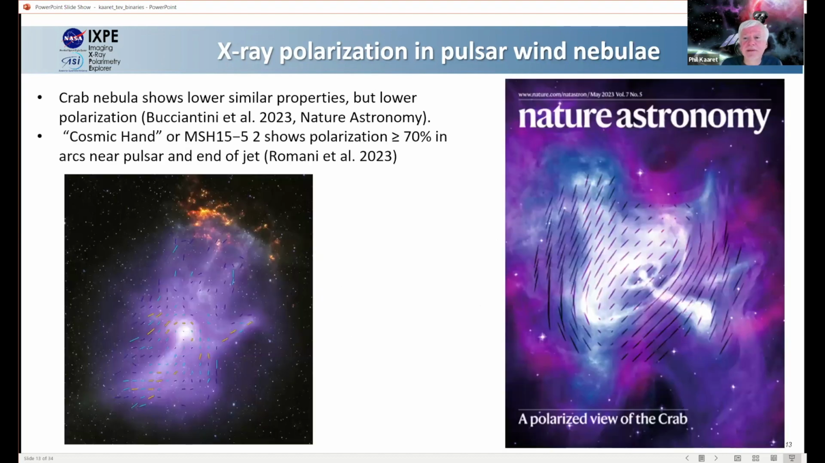Okay, so the Crab Nebula, actually shown here, we got the cover of Nature Astronomy back in May 2023, shows similar properties, but some slightly lower polarizations. And then our most recent result is the cosmic hand. If you hold up your hand, you can sort of see the pulsar is actually kind of in the palm of the hand, and then you have the fingers extended towards up that orangish nebula, which actually an infrared image shows polarization up to 70%, again approaching the synchrotron limit, in arcs near the pulsar and near the end of the jet down off to the lower left.